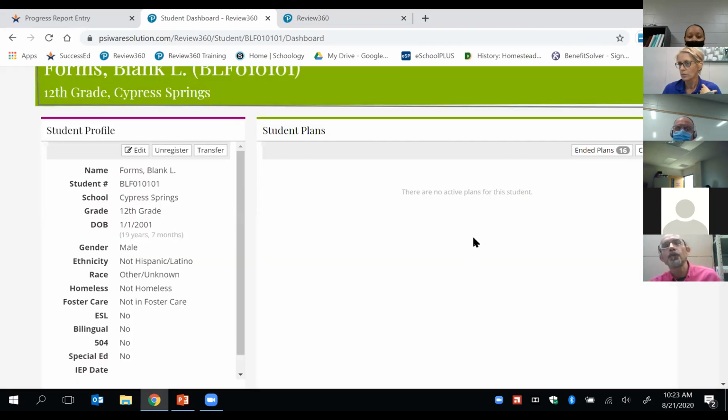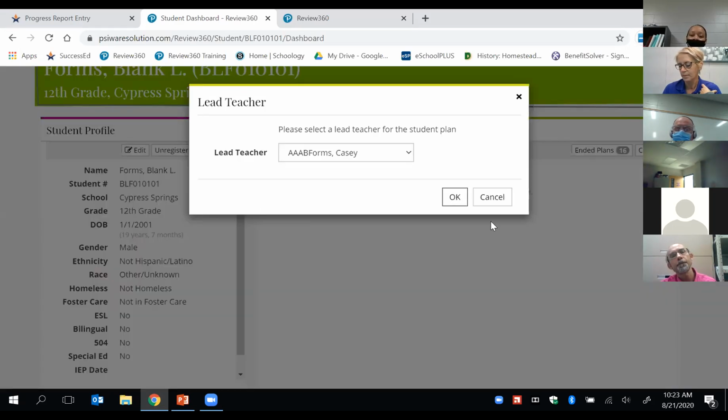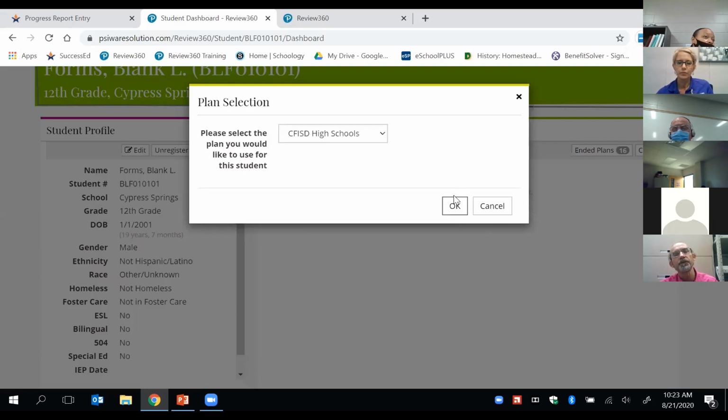Okay, so now what does it look like when you're actually creating a plan and importing from Success Ed? So let's go ahead and we're going to start with the behavior tracking plan. And typically, the lead teacher would be the same thing as you being the case manager. So as the lead teacher, it's going to default to you. You might not have to go through this step because you're already tied specifically to your campus as a special ed teacher in Review 360. And it might ask you, you can just click OK on this pop-up as well.